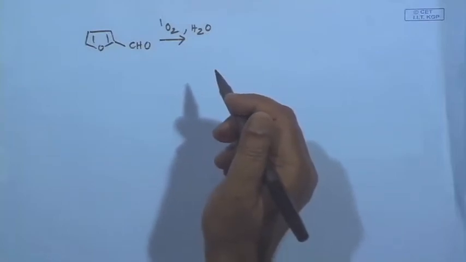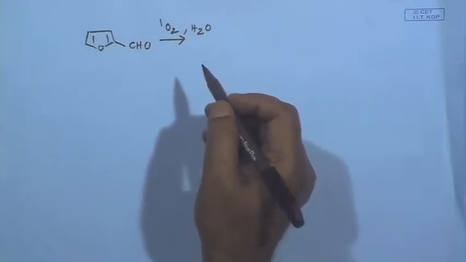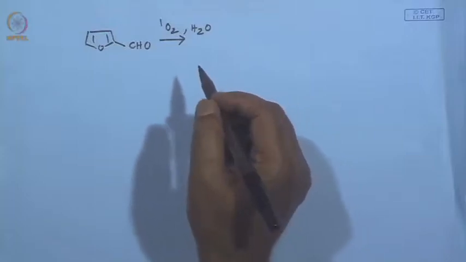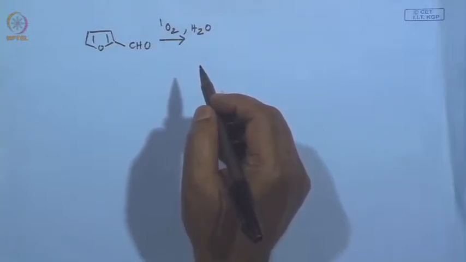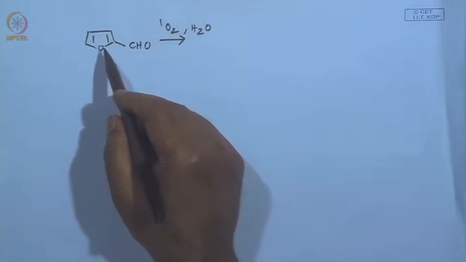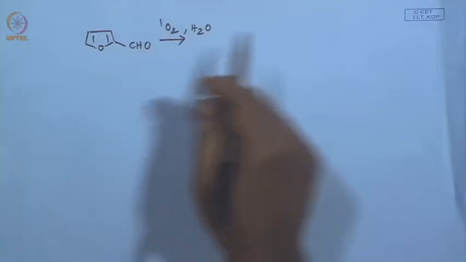We have here, you can see, furfural in the presence of singlet oxygen, and singlet oxygen is, as I said before, routinely produced by passing oxygen through a solution of eosin or rose bengal. Room temperature is perfectly all right, even at 0 degree centigrade. But what is the product? How do I know? One can see that in the starting material you have an oxygen belonging to furan and an oxygen belonging to the aldehyde.